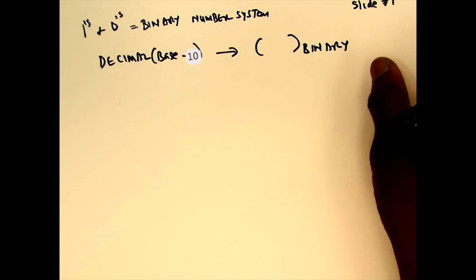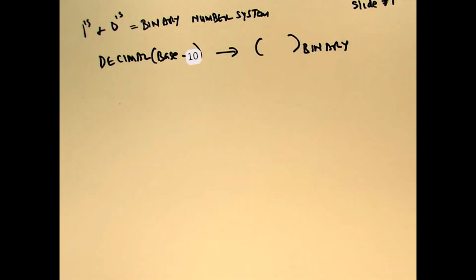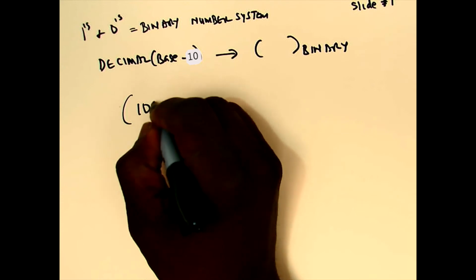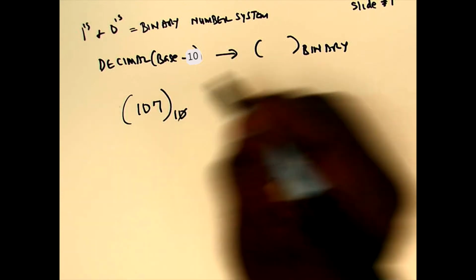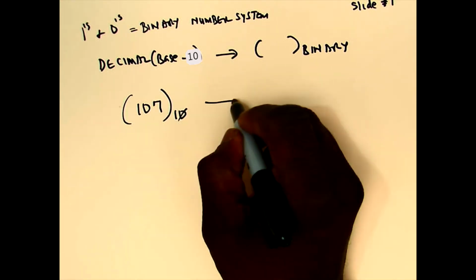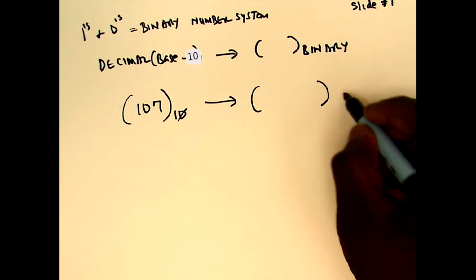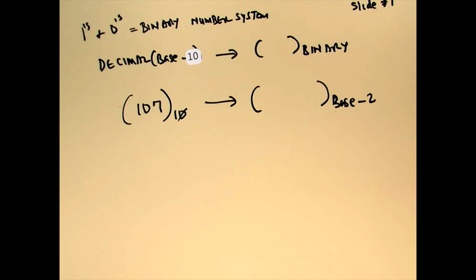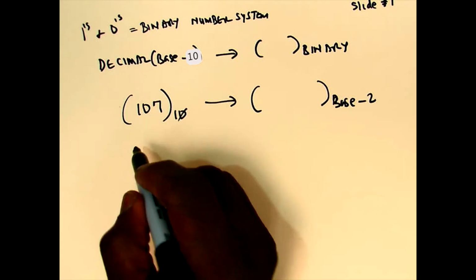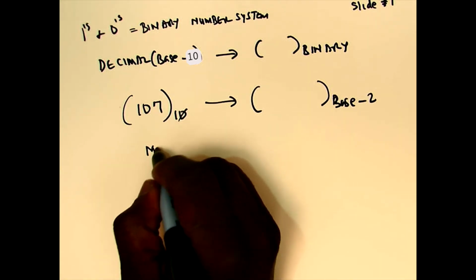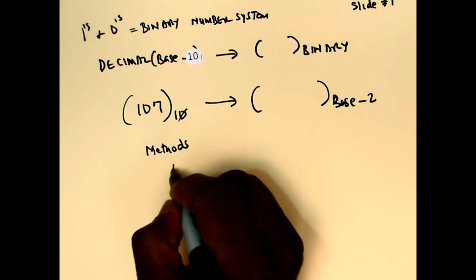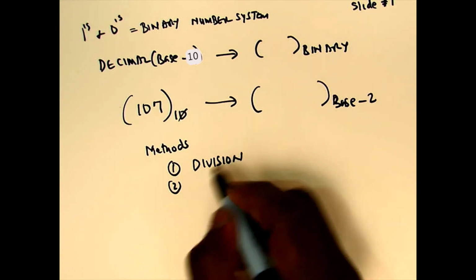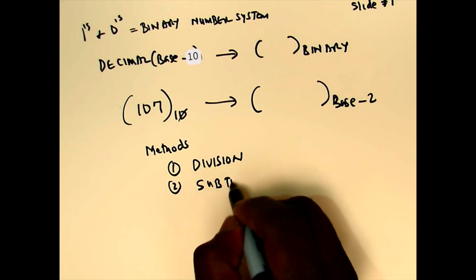Decimal to binary. Let's just pick any number randomly in decimal. I'm just making this up. Suppose we have 107 decimal. The key is how can we take it to a bunch of ones and zeros, which is base 2 or binary. There are two methods to do this. One is the division method. The other is the subtraction method.